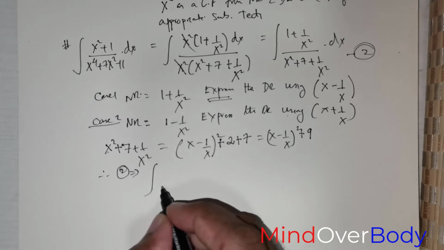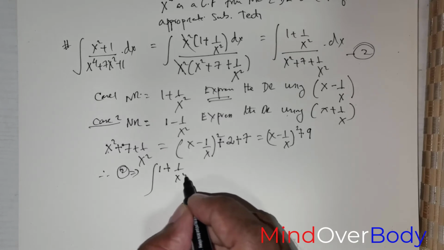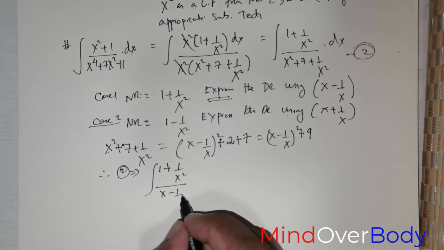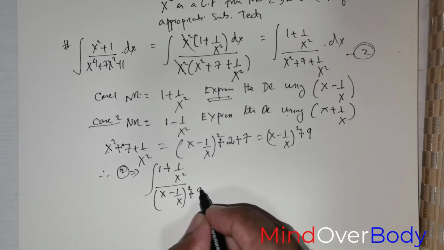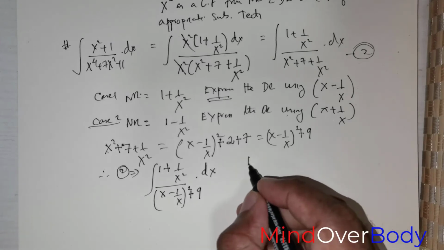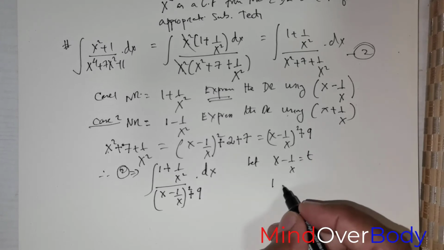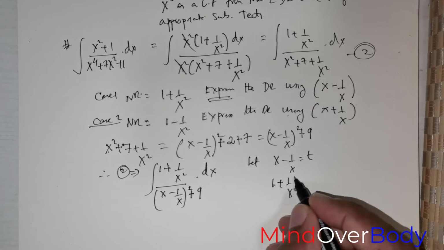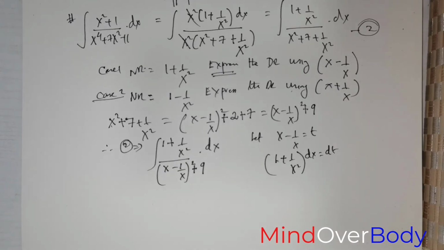So therefore, this particular quantity, let me take it as I. I can rewrite I as the integral of (1 + 1/x²)/((x − 1/x)² + 9), multiplied with the differential operator dx. Now let me make the substitution. Let x − 1/x be equal to t. If I differentiate this, I get (1 + 1/x²) dx is equal to dt. So this is what is the outcome. Now clearly you can see that this is exactly what is featured in the numerator.